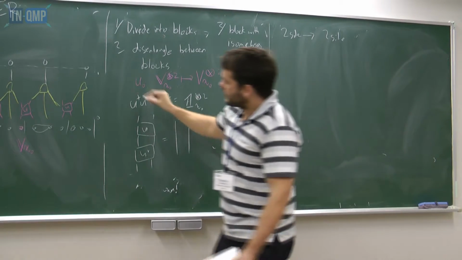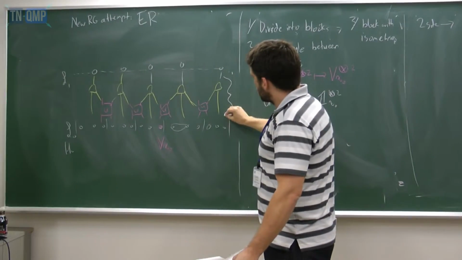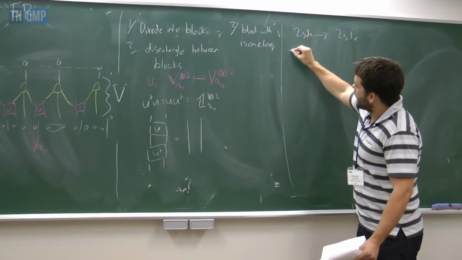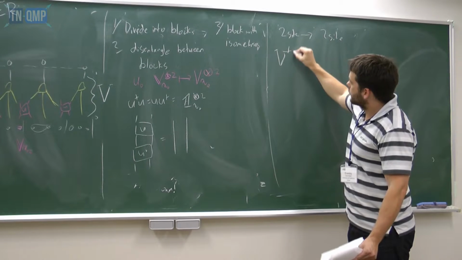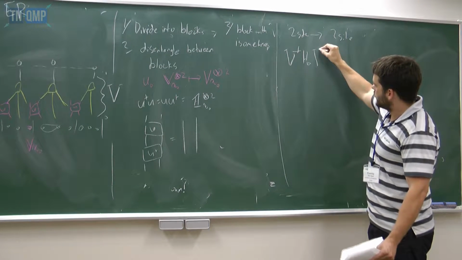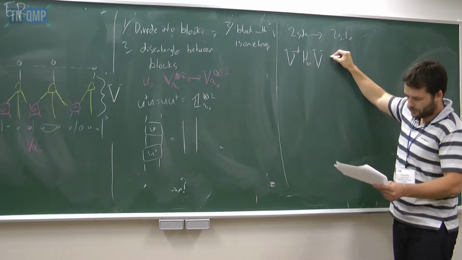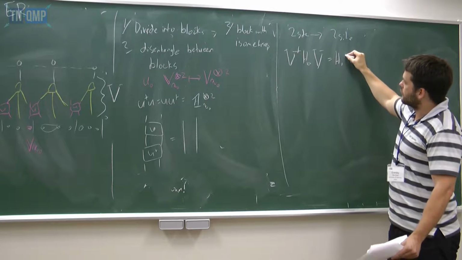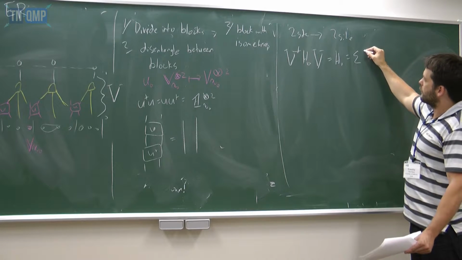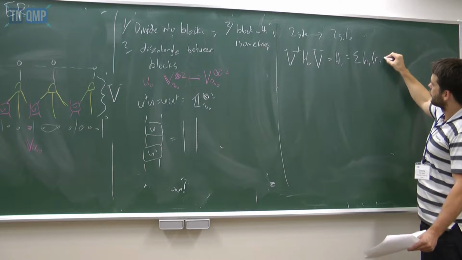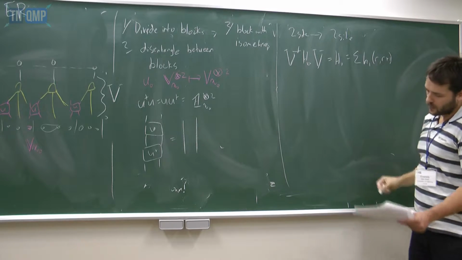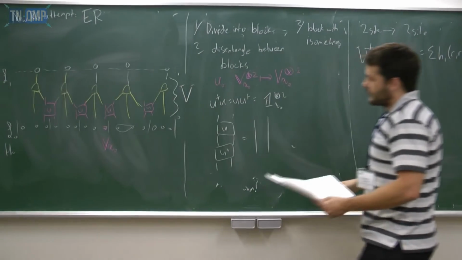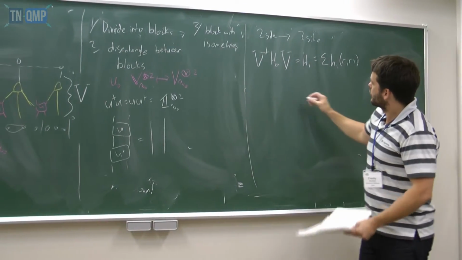Okay, so let's call this whole layer some capital V. Then if we want to understand how V dagger H0 V maps, it equals some H1, which is the sum over some local couplings, H1 R, R plus 1. What do these local couplings look like? So we just do an analogous calculation to what we showed you before.